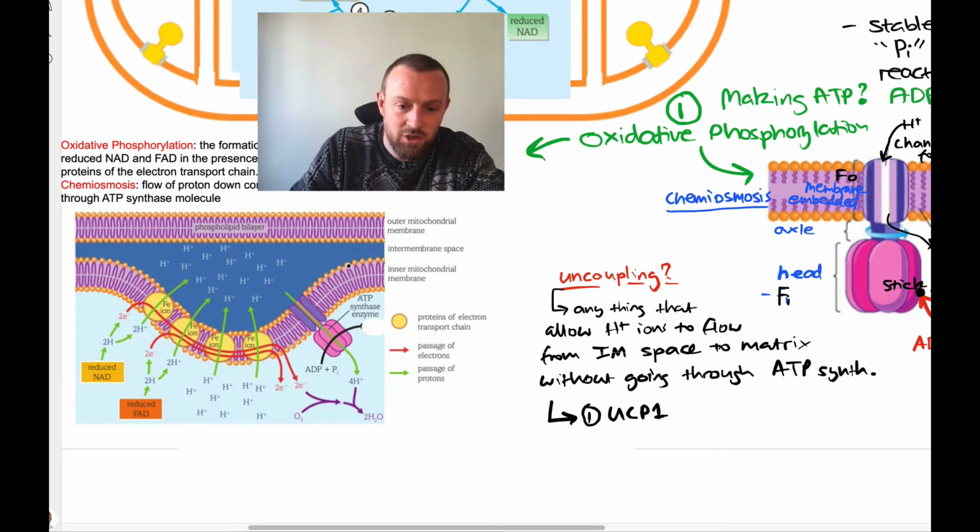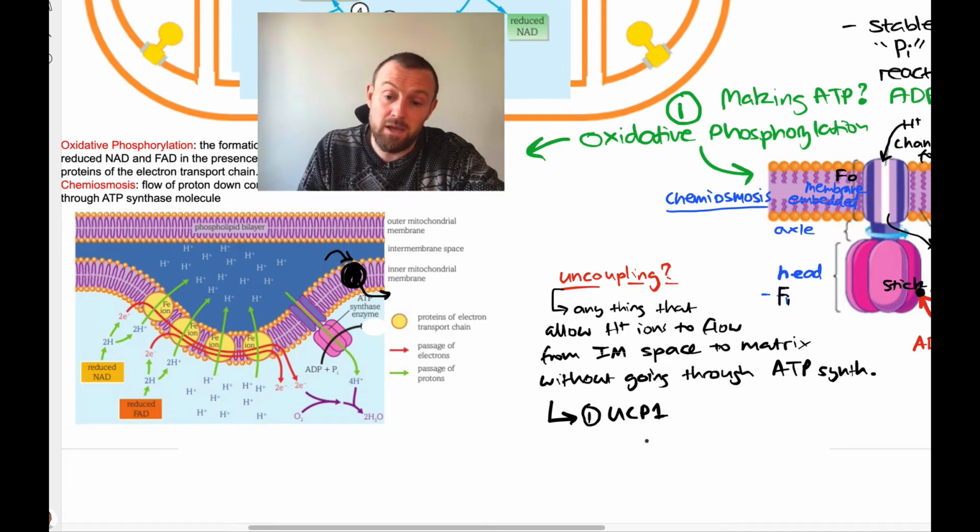So if I added a UCP1 here, this black protein drawing in there, if that could let H+ exit like that through the membrane without going through ATP synthase, that generates heat. So UCP1, sometimes called thermogenin. Maybe you recognize that word means making heat.